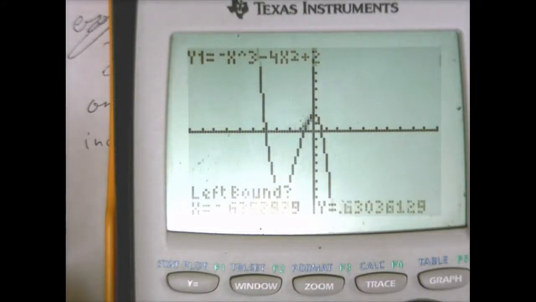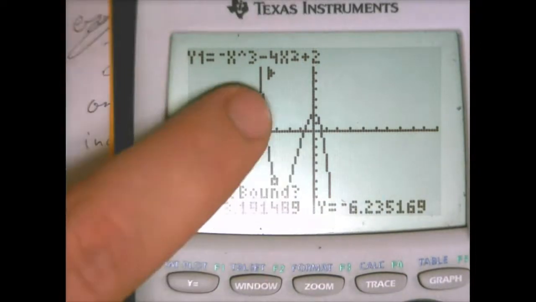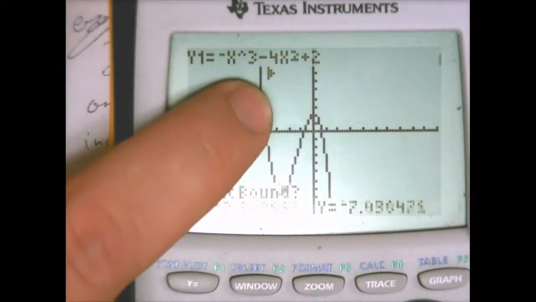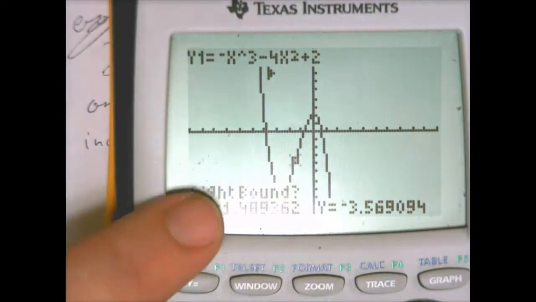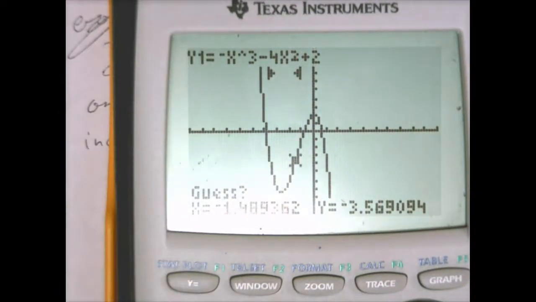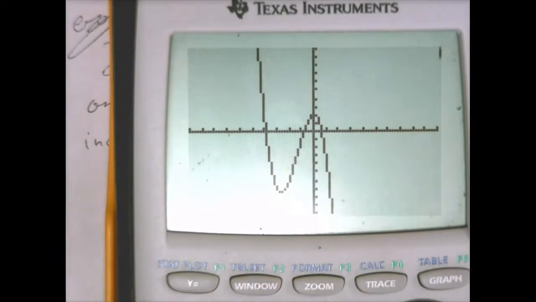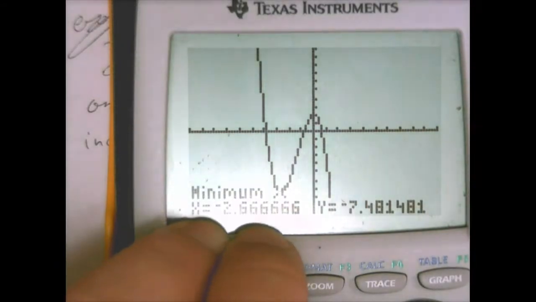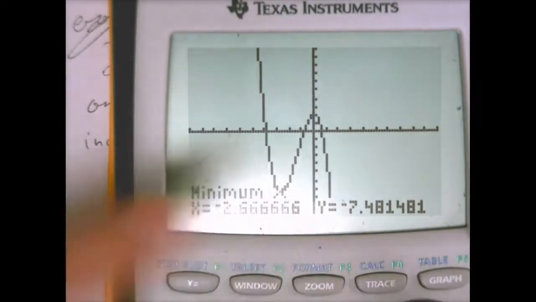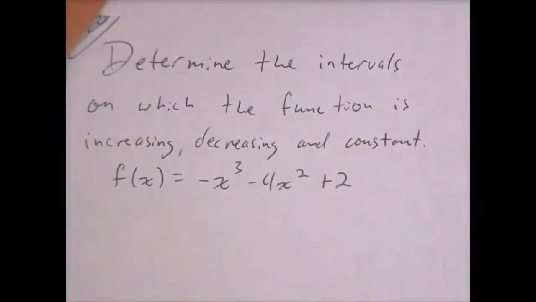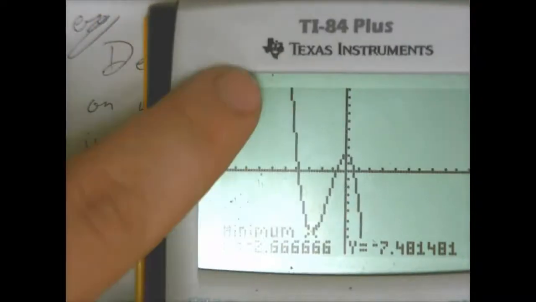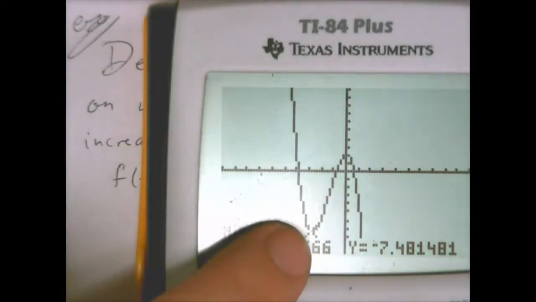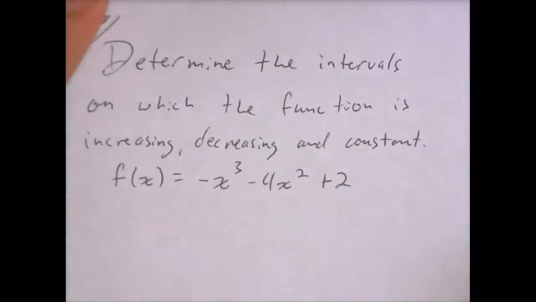So from this point here, I need to determine what that is so I can calculate my minimum. It says left bound, I need to get to the left of my minimum. So there it is to the left. I'll hit enter. Again, this little arrow will come up there. I will go to the right. It now says right bound, so I'm to the right of my minimum. Hit enter, guessing, I don't care again. So I hit enter again. So it looks like negative 2 2/3 is where my minimum is. So this function is decreasing from negative infinity all the way to negative 2.66666, or negative 2 2/3.